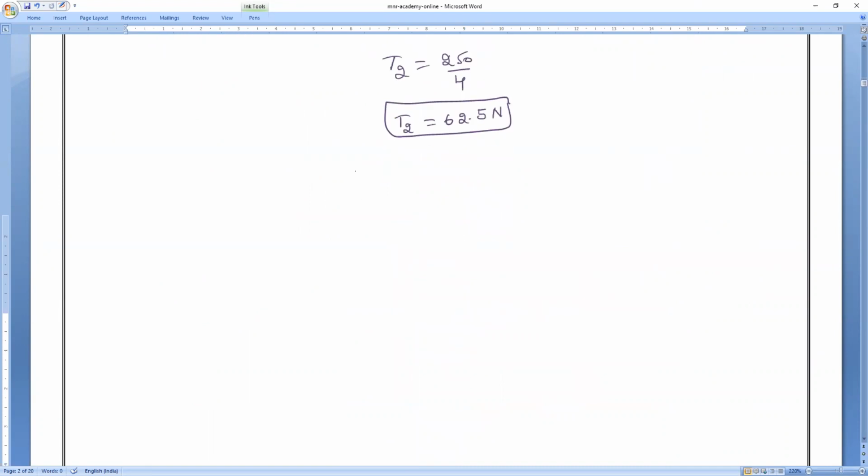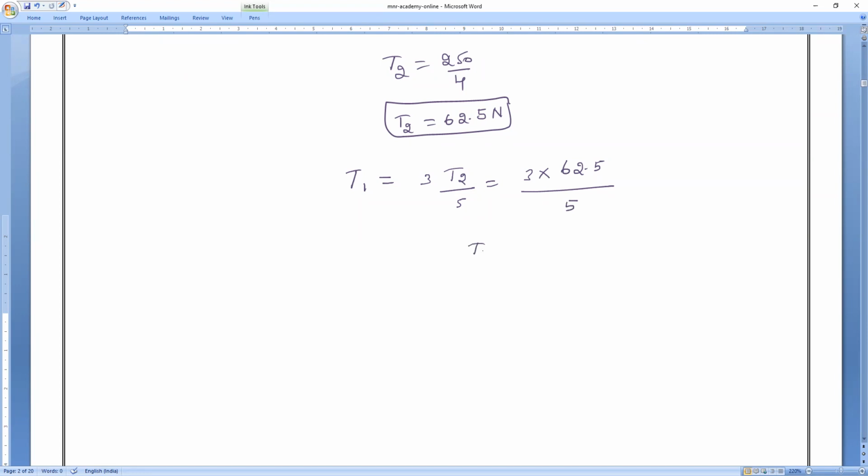Then substitute that value in any one equation, then you will get T1. We all know T1 is equals to 3T2 by 5. So 3 into T2 value, which we have just solved, 62.5 newtons, divided by 5.